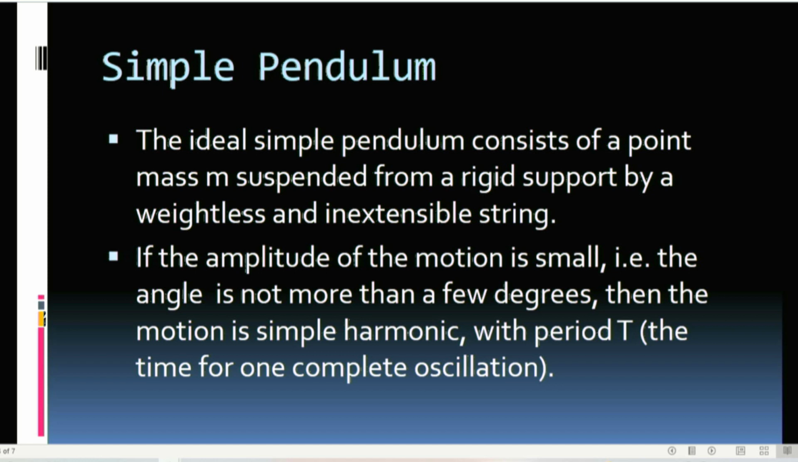The second thing you should note on simple pendulum is that if the amplitude of the motion is small, the angle is not more than a few degrees, then the motion is simple harmonic. Which means that if you are carrying out simple pendulum experiments, you should ensure that the angle of oscillation is not wide, is not large. You let the angle be as small as possible. With this, you can get simple harmonic motion.